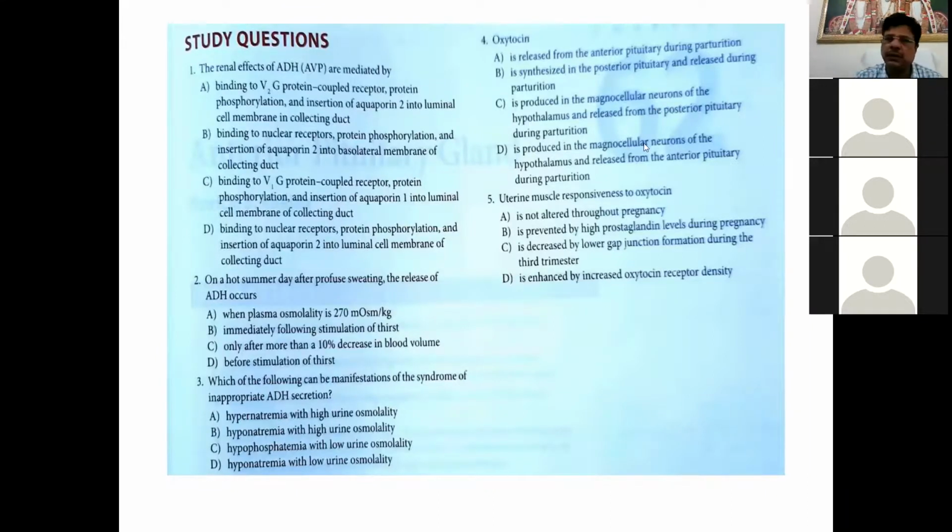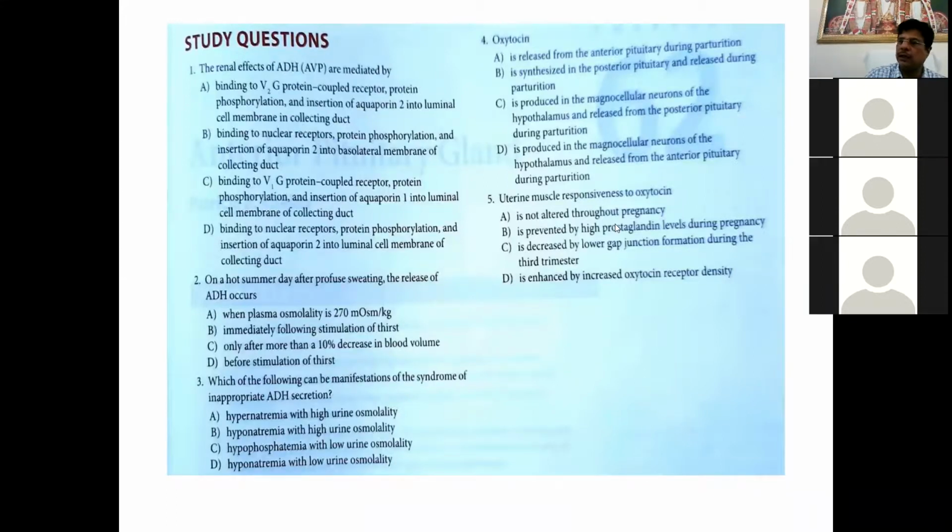Okay, last one. D, sir? Yeah, the only answer is D. Okay. It is not altered throughout pregnancy is false because progesterone inhibits oxytocin response to the receptors.